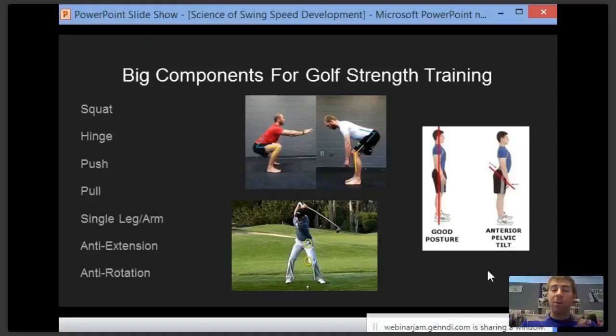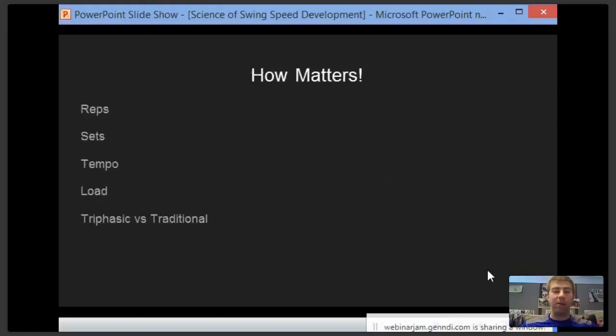The role of your core in the golf swing is actually to fight movement into extension, to fight movement into rotation, and to transfer energy up the chain and out through the club. So if those are the core elements, that's the what you should be doing. How you do it definitely matters, based on a lot of the research that we've seen. So how many reps and sets you do.